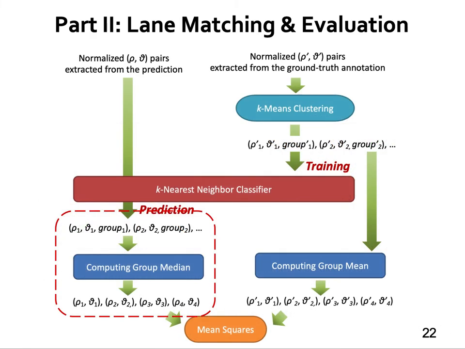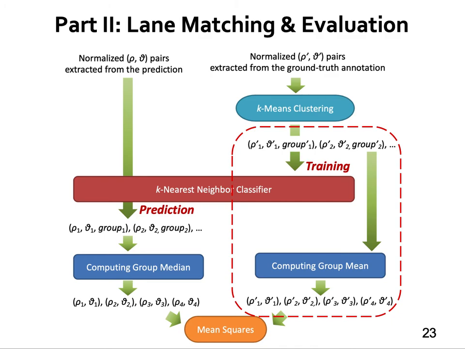Now that the lines are properly grouped, for those lines predicted from the input image that tend to be noisy, we use their group median as the representative line for that group. Using the median tends to be more robust to individual noisy foreground pixels predicted. In contrast, the lines extracted from annotations are relatively clean, and thus we simply use the group mean as the representative line.